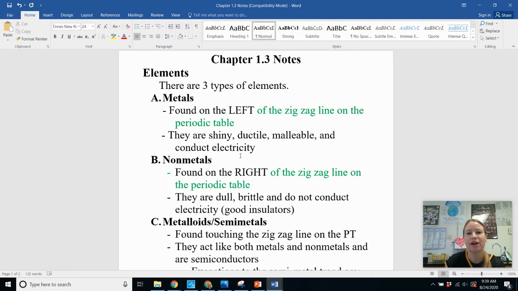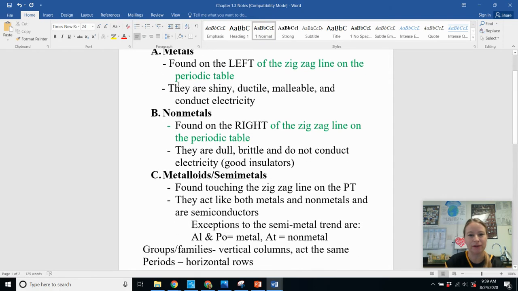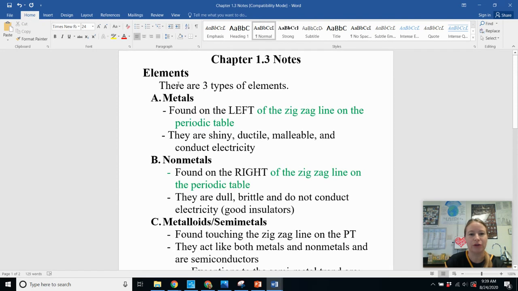Remember, elements are something that is composed of atoms, only one type of atom, and can't be broken down into anything else. And all the elements in the entire universe, the 118 of them that we know of, are found on the periodic table. There's three types of elements. We have metals, nonmetals, and metalloids or semimetals. So let's go through the three types.